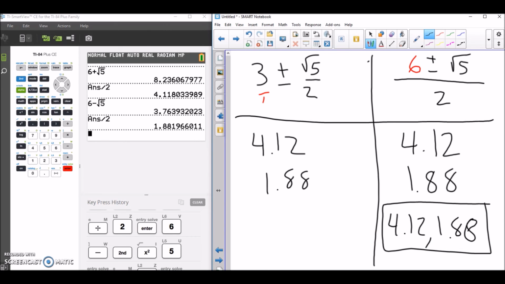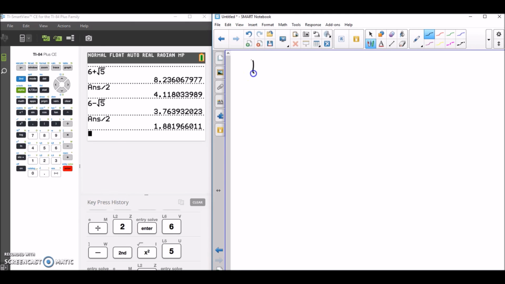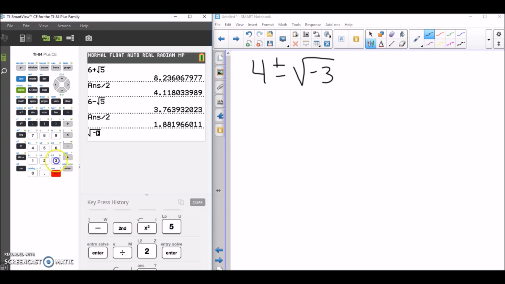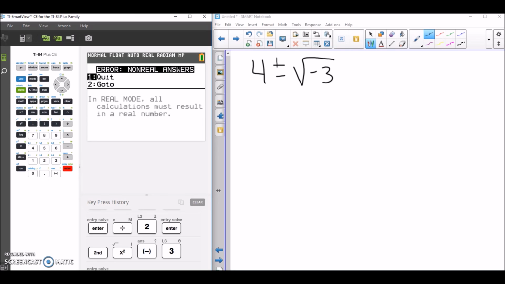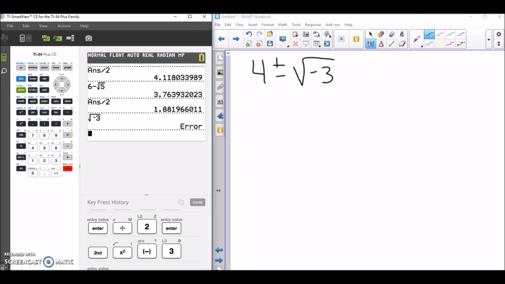All right, so those are pretty easy, Mr. Repka, because we always have numbers. What about this? What if we got a problem like this? 4 plus or minus the square root of -3. Oof. How do I do -3? Well, just showing in our calculator, if we did square root -3, oh boy, error. Because we know that there's no such thing as negative square roots. So what this really means is 4 plus or minus i square root of 3. Correct? You should know that.